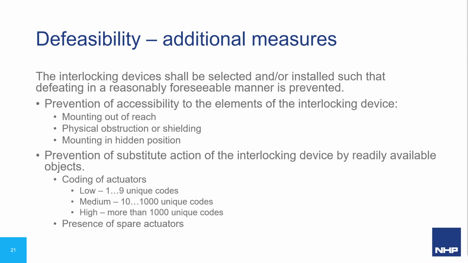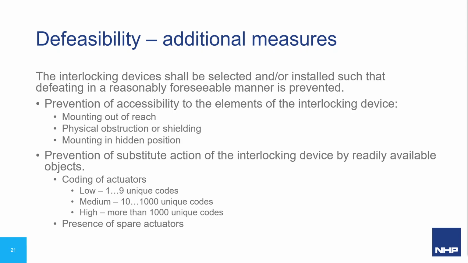These are the additional measures. Select or install the interlocking devices such that defeating in a reasonably foreseeable manner is prevented. This can be done by simply mounting the interlocked devices out of reach or otherwise physically preventing someone from accessing the device. Mount the switches behind the guard so that to access them the guard needs to be opened first, stopping the machine. Or even better, mount them behind the guard and also behind a physical shielding so that even while the guard is open, you still can't access the switch.